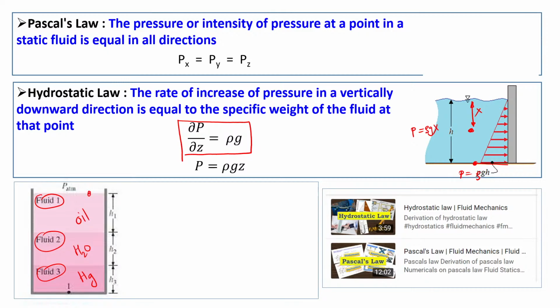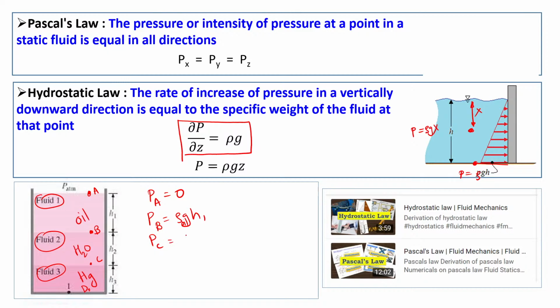So pressure at this location is atmospheric pressure. In terms of gauge pressure, that is zero. Pressure at this location, let us consider these points. This is A, B, this is C, and this is D. So pressure at point A, in terms of gauge pressure, it is zero. Pressure at point B is rho g h1. This is density of oil.